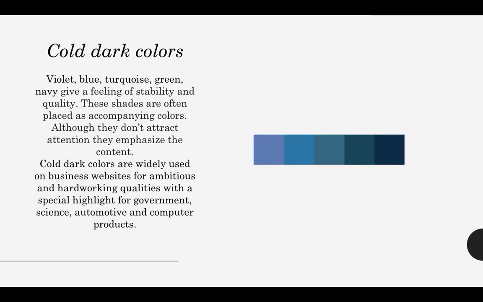Now, cold, dark colors such as violet, blue, turquoise, darker green, and navy give you the sense of stability and quality. They're often used with other colors, so they're not the main color scheme, but more of an emphasis. These are used for business websites because they give the idea of ambition and hard work. A lot of government, science, automotive, and computer products will use these color schemes. You might have noticed them when you were looking at different logos. A lot of car companies will use these color schemes.